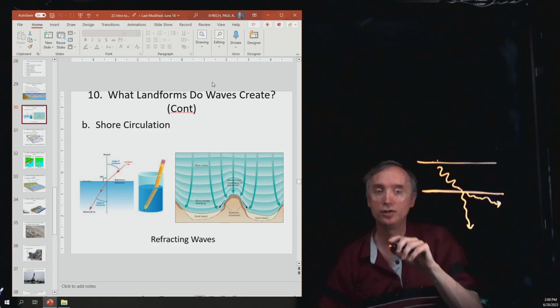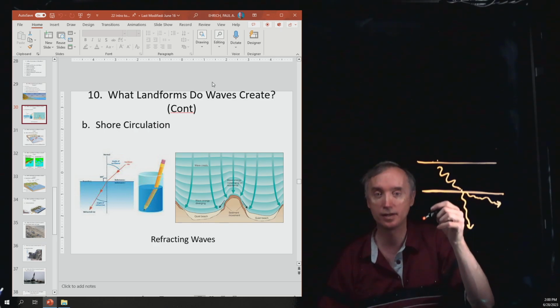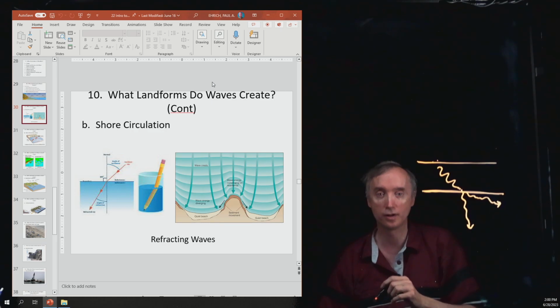You don't need to know the mathematics of refraction, but you need to know what refraction is, and that ocean waves refract as they get closer to the shoreline.